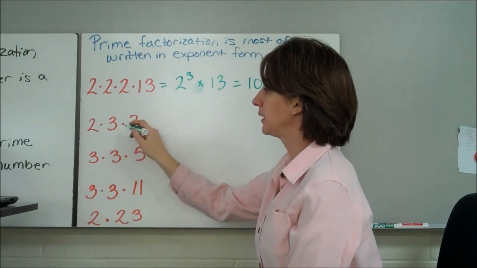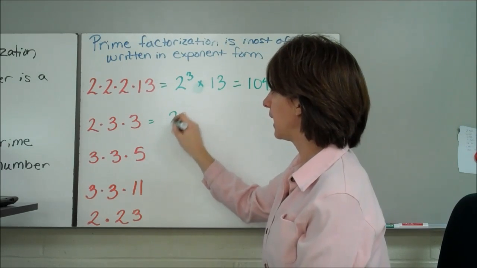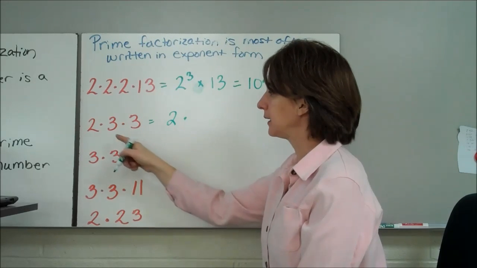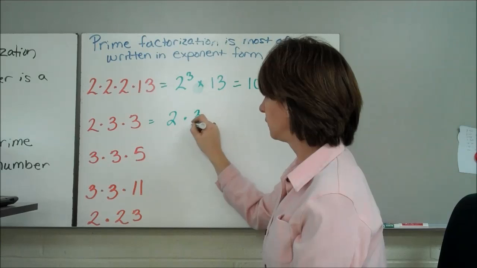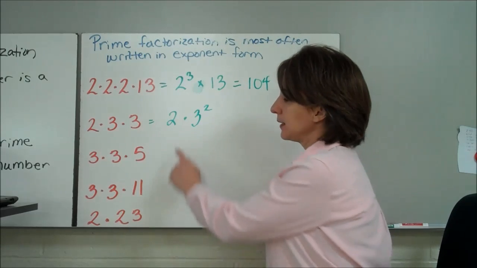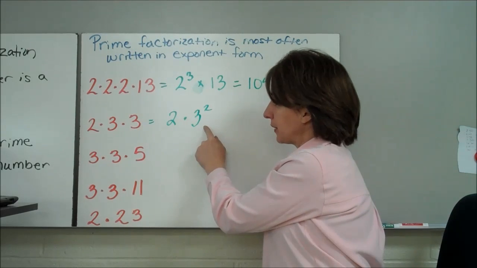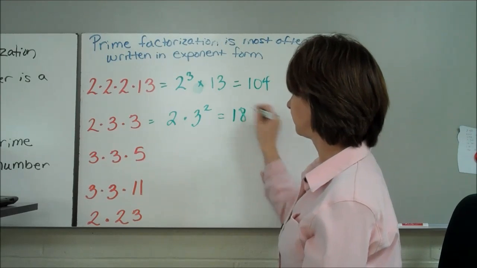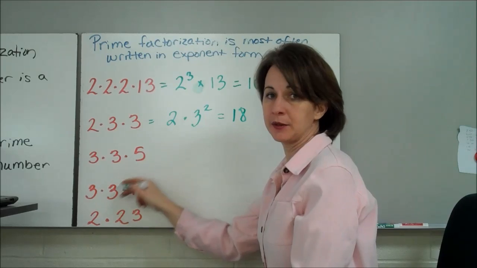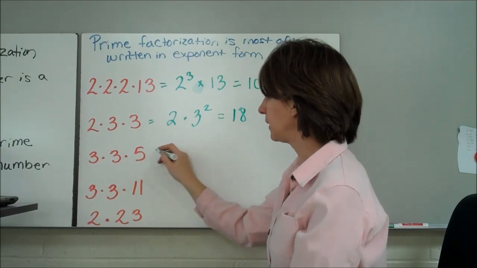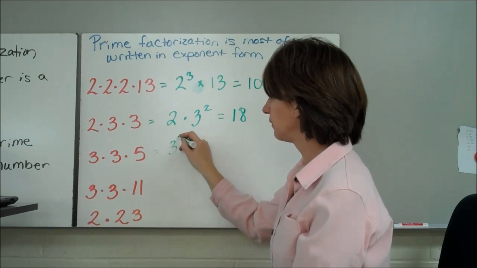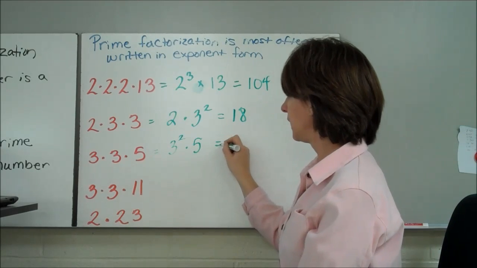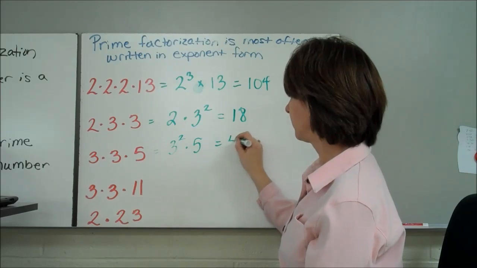2 times 3 times 3 could be written as 2 to the first power, which we typically don't write, times 3 to the second power. And what number does this go with? Well, 3 to the second power is 9, and 9 times 2 is 18. 3 times 3 times 5, there are 2 3's, so we write it as 3 to the second power times 5. And 9 times 5 is 45.